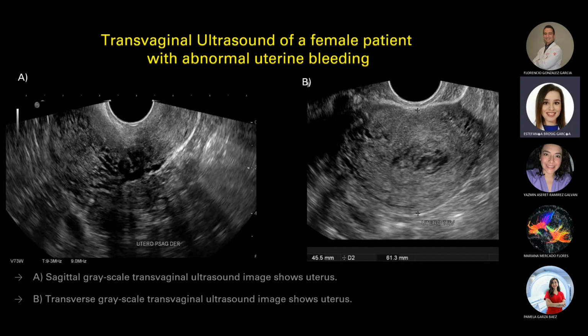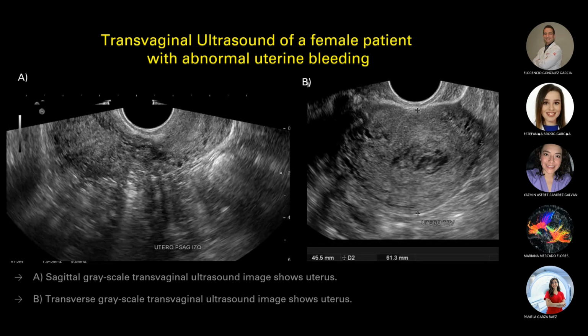Okay, the next image is also sagittal, and we can see more prominent heterogeneous echotexture with areas of anechoic images within the myometrium, characterized by anechoic tubular images with a serpentine appearance distributed in the myometrium of the body and uterine fundus, predominantly in the anterior wall. A parasagittal image.